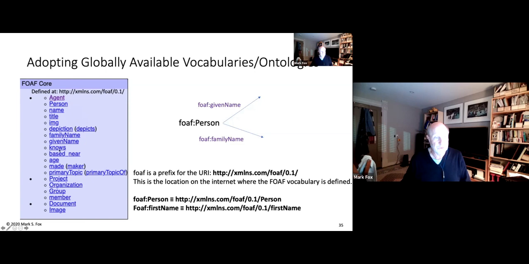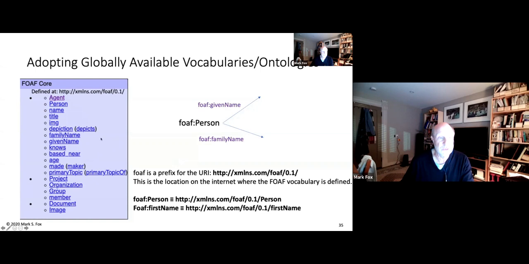Here's the knows property that we saw in the previous diagram. Here are the givenName and familyName properties. So foaf:Person, foaf:givenName, foaf:familyName. So the key thing here is, if we agree to use the same vocabulary, then we identify what the vocabulary is with a prefix. So foaf: is a prefix that corresponds to this URI here. So foaf:Person corresponds to the entire URI with Person added to the end. foaf:firstName is equivalent to the entire URI with firstName added to the end. And this should be a small f, not a capital F.